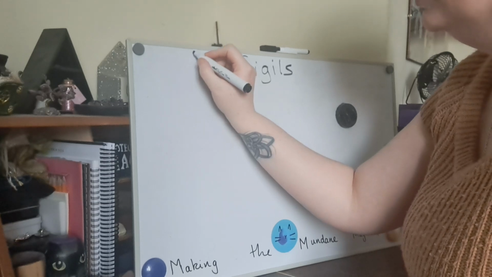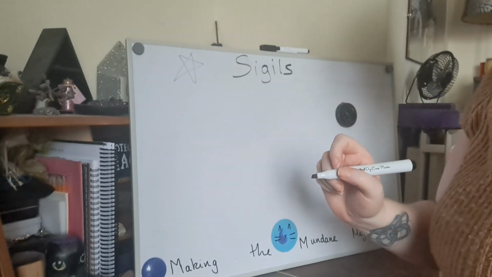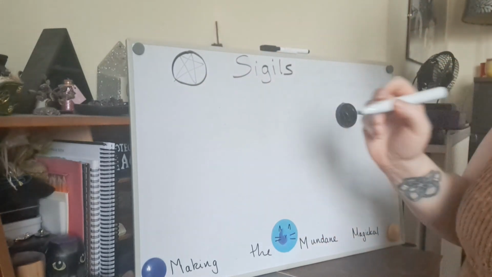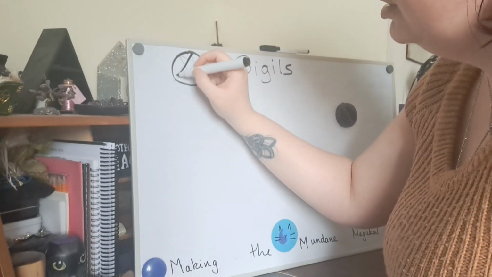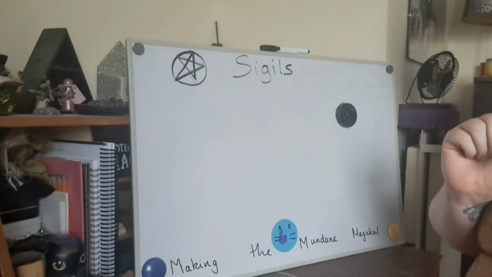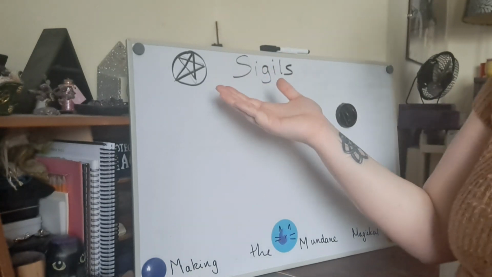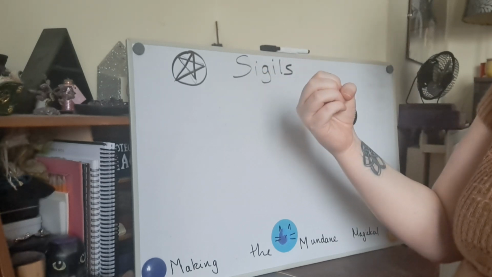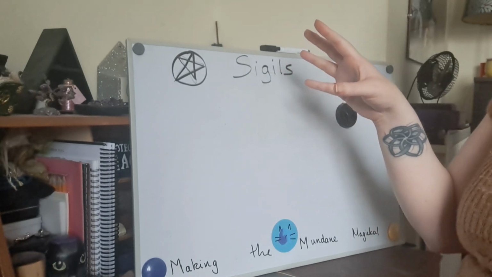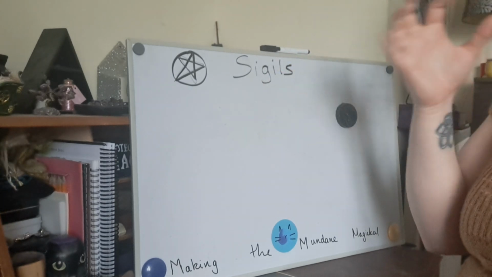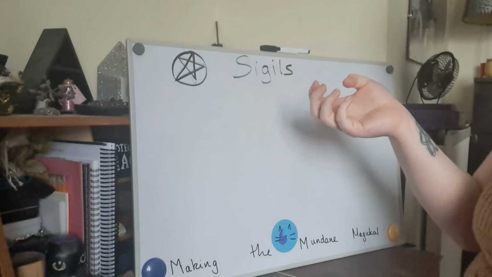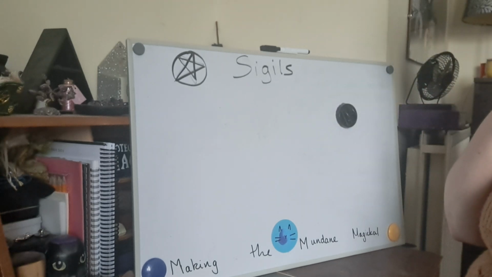So with a pentacle, you've got the circle, you've got the 5-pointed star. Mine's a little bit wonky because I can't draw, but that's a sigil in itself because you're calling on the elements, but there's also an aspect of protection. It's used a lot as a protective image. So that can be a sigil.